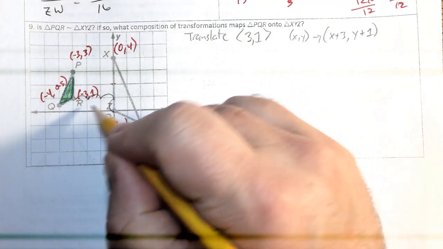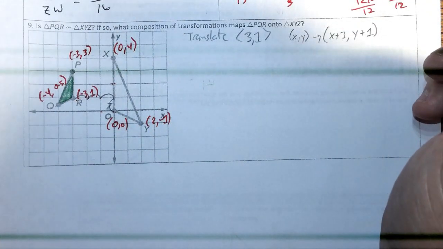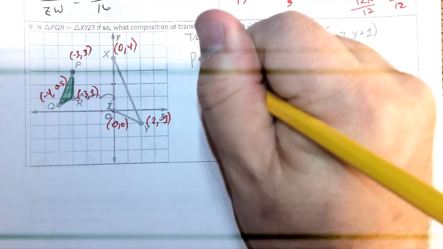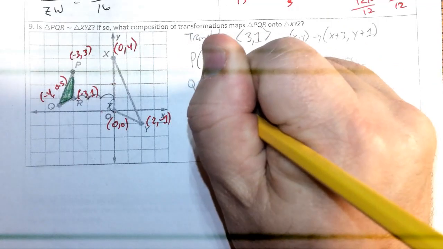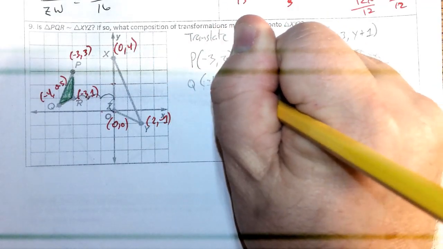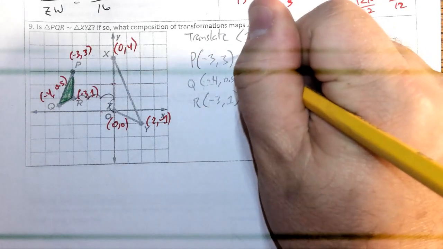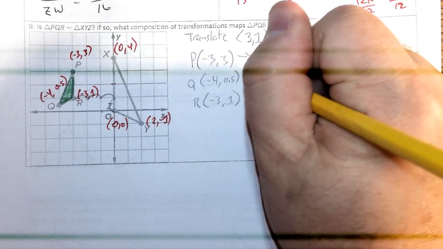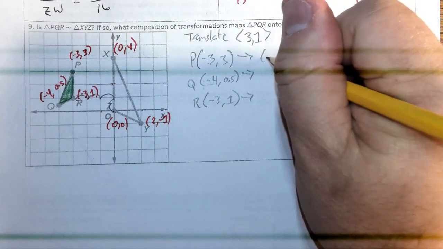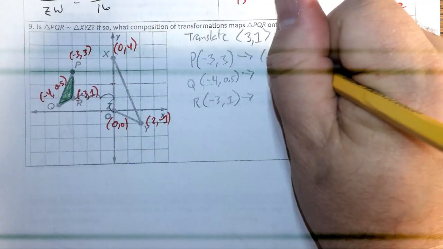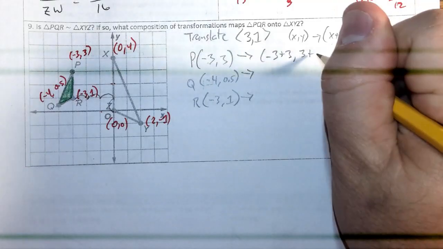Okay? So let me write, so P and X, R and Z, Q and Y, but let's see, how did we do this? We'll just start with P over here, because I don't know how much room I'm going to need. P was -3, +3. Q is -4 and 0.5. And R was -3, +1. All right, so if we're going to do as I said, x plus 3, so -3, that's x, plus 3, and then the y is y plus 1.